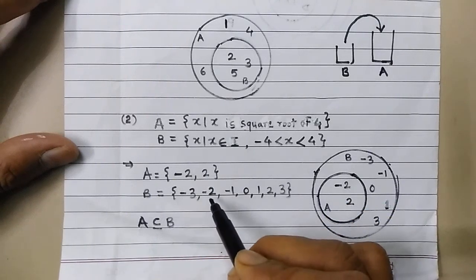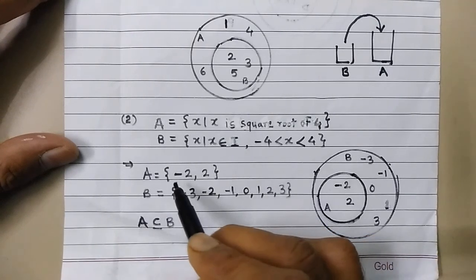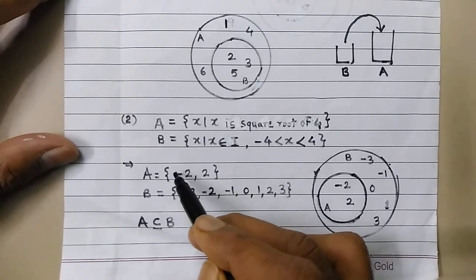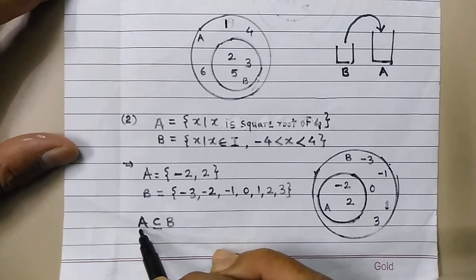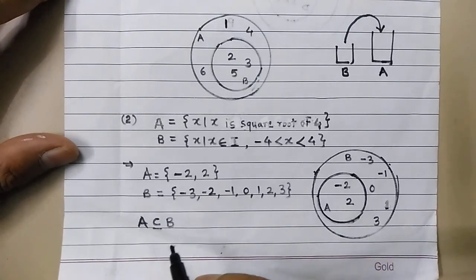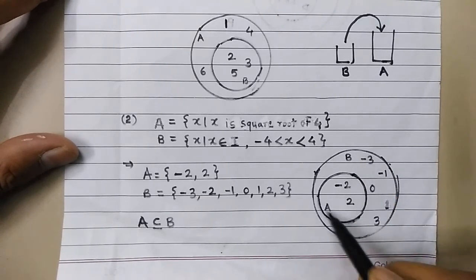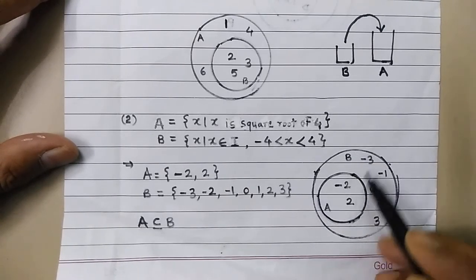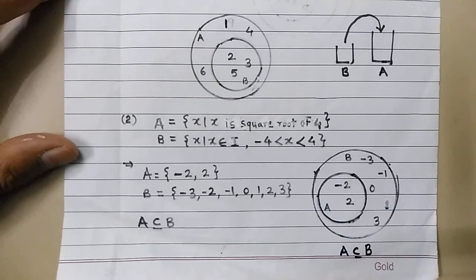Now all the elements of A are present in B. Minus 2 is present in B. Plus 2 is present in set B. That means A is subset of B. A is a smaller set which can easily be placed in set B. That means A is subset of B. A is smaller, B is bigger set. Now I am representing this by Venn diagram in this way. Elements of A I have written here and elements of B I have written here. A can be placed in B, that means A is subset of B.